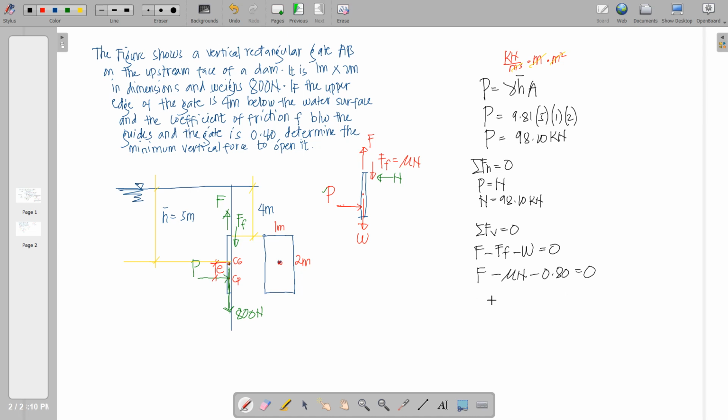Further, we substitute values. We have the coefficient of friction equal to 0.4 times the calculated normal force 98.1, minus 0.8, equal to 0. Solving now for F, we have 40.04 kilonewtons. So that is about this problem. The basics will come from your equilibrium equation and the free body diagram. What is added here in fluid mechanics is the calculation of the hydrostatic force P.